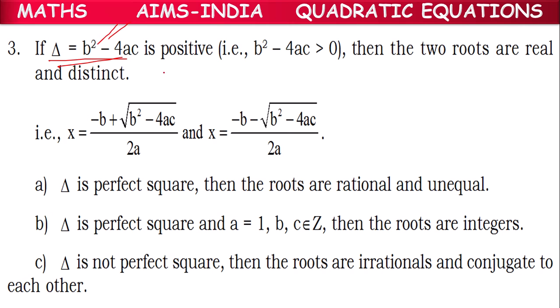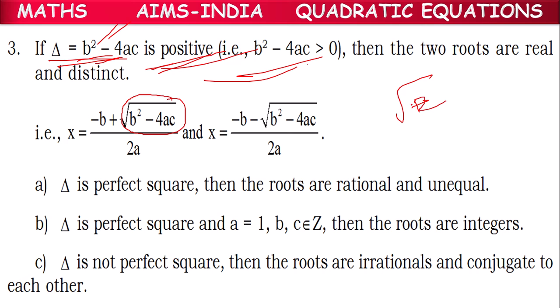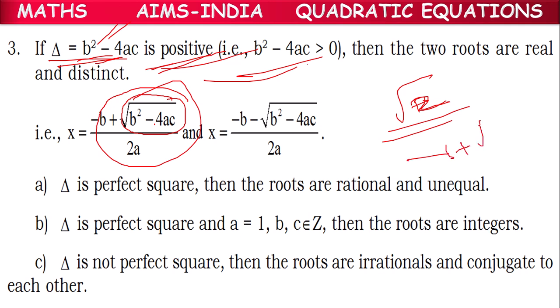If the discriminant is positive, meaning greater than 0, then root of a positive value is a real number. So if the discriminant is positive, this will be a real number, but minus b plus root of discriminant and minus b minus root of discriminant, both values will be different. Roots are real but distinct, meaning different.